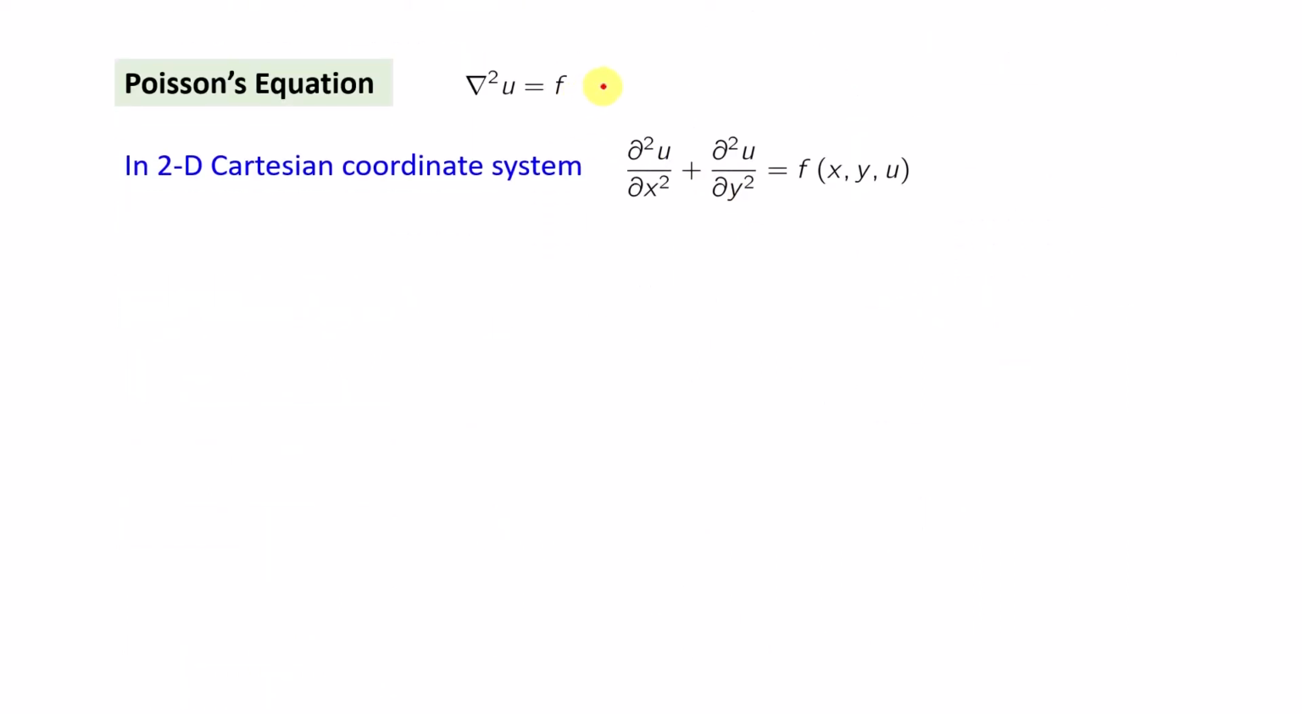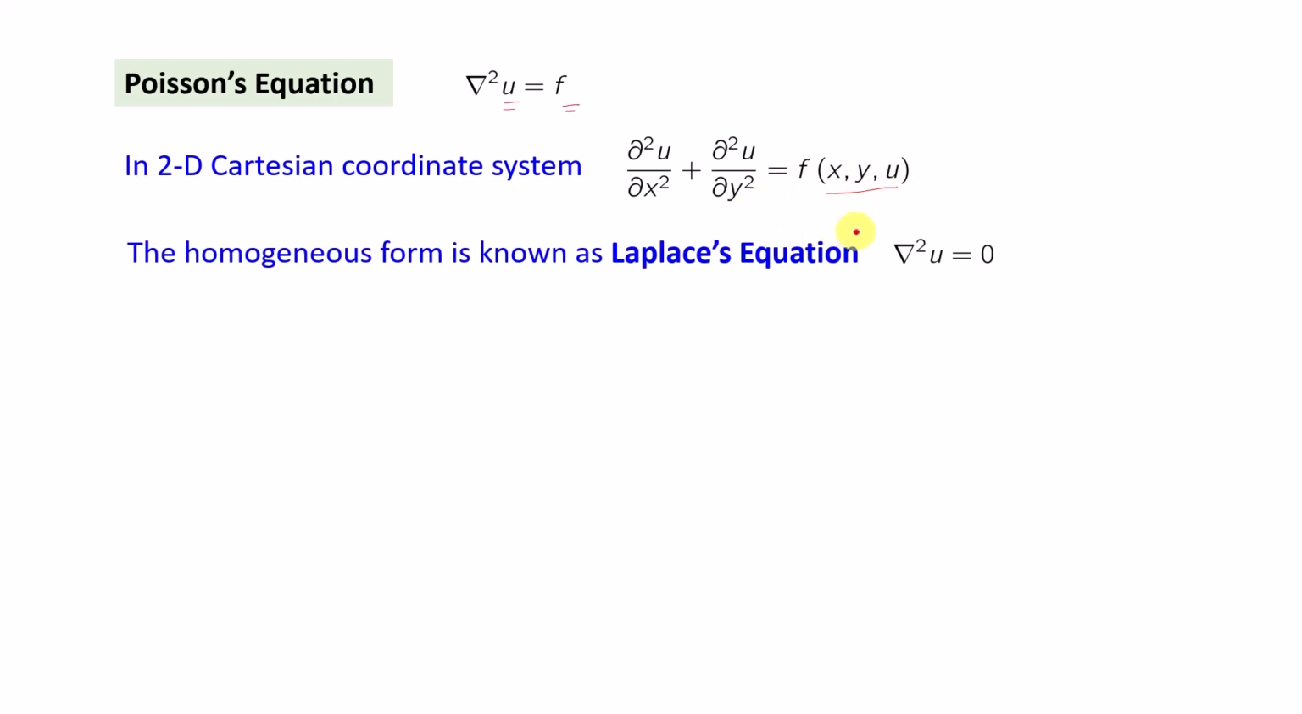A Poisson equation in general has this form: the Laplacian of a certain unknown, in this case u, is equal to f, which is a function of x, y and u in a 2D Cartesian case. We call such an equation the Laplace equation when f equals 0. This is another useful equation in engineering as well as in applied physics. Laplace and Poisson work together. Laplace was Poisson's student, and each of them developed one equation that we still use for various practical purposes.